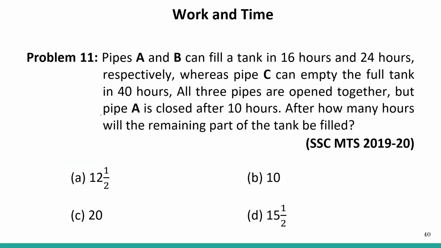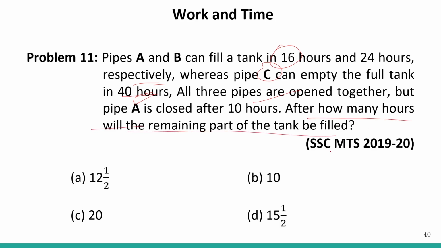So let's see problem number 11. Pipes A and B can actually fill a tank in 16 hours and 24 hours respectively, whereas pipe C can actually empty the full tank in 40 hours. All the three pipes are open together, but pipe A is closed after 10 hours, and after how many hours will the remaining part of the tank be filled?